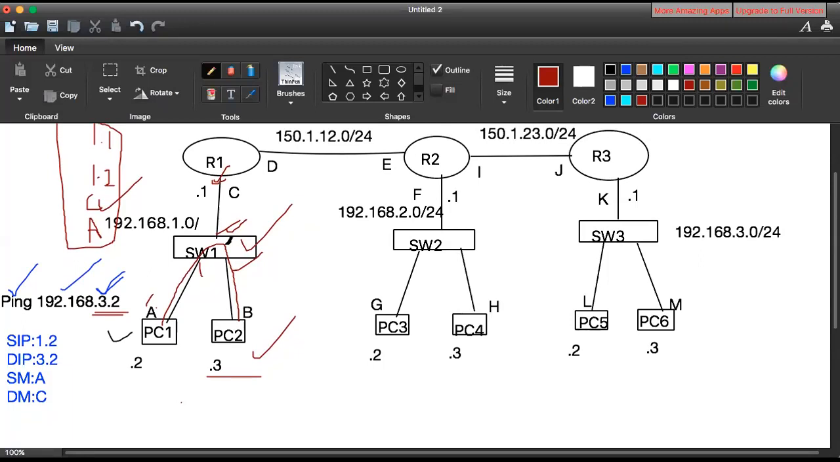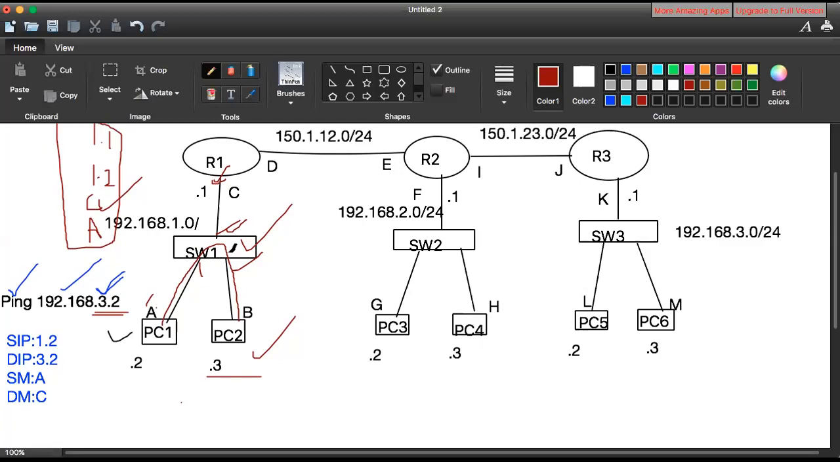Yeah, switch 1 is also going to learn all the MAC addresses connected on the interfaces. And for that, you can verify using show MAC address table on the switch. ARP table, you are not going to find because none of the IP addresses are residing here. You would only see the MAC addresses, the connected MAC addresses.